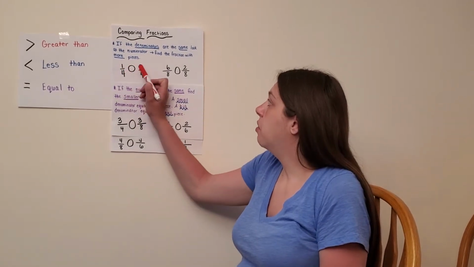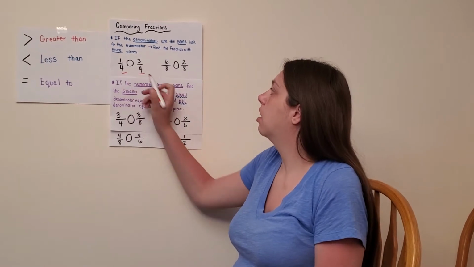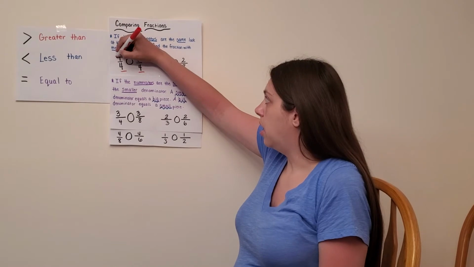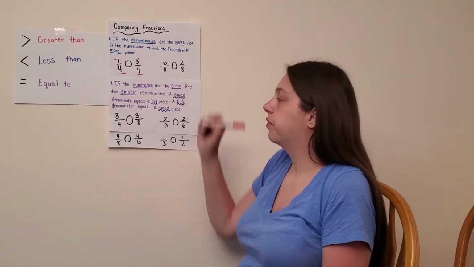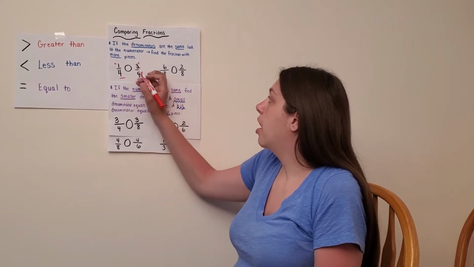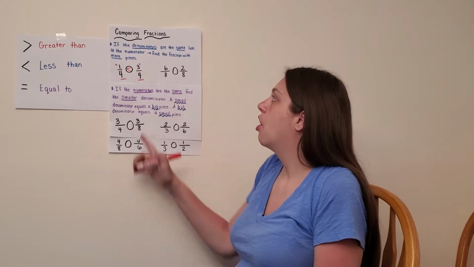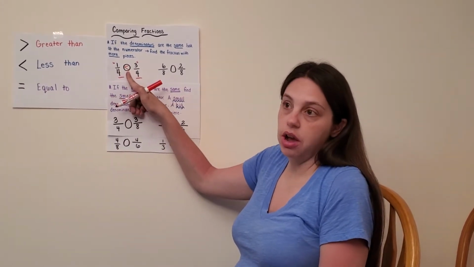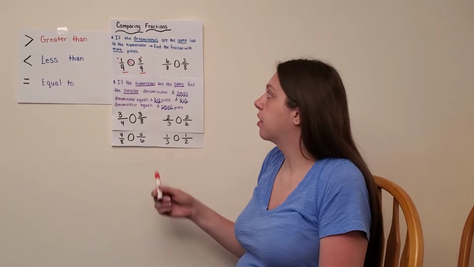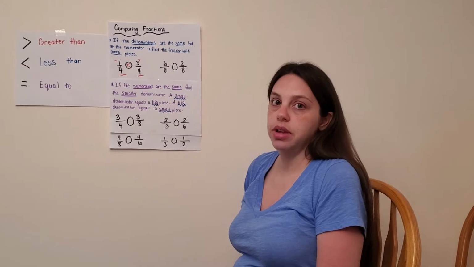So since we have 1/4 and 3/4, since the denominators here, 4 and 4, are the same, we look at the numerators. Here we have 1, and here we have 3. 3 is bigger than 1. So we know that 1/4 is less than 3/4. Remember we talked about in class how we have alligator mouths, and the alligator mouth always faces the bigger number. So we say 1/4 is less than 3/4 because 3/4 is bigger.